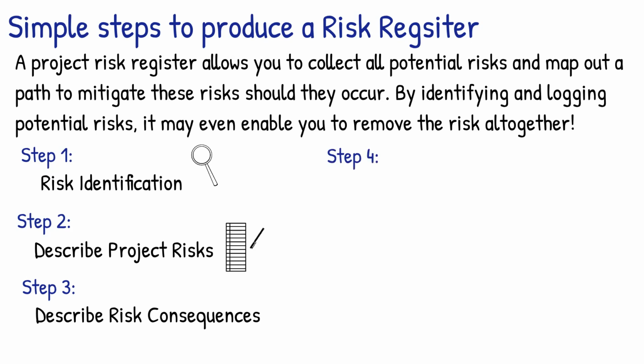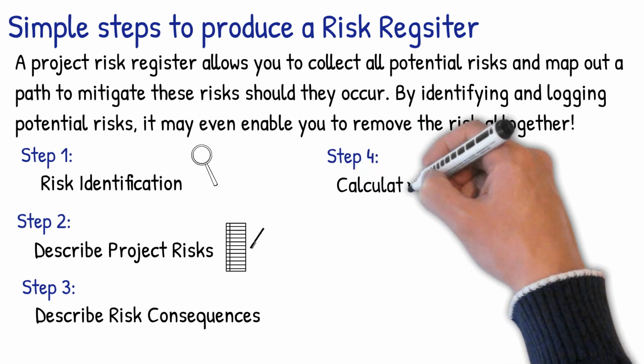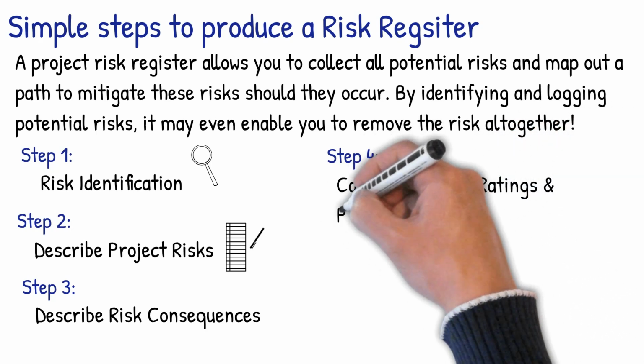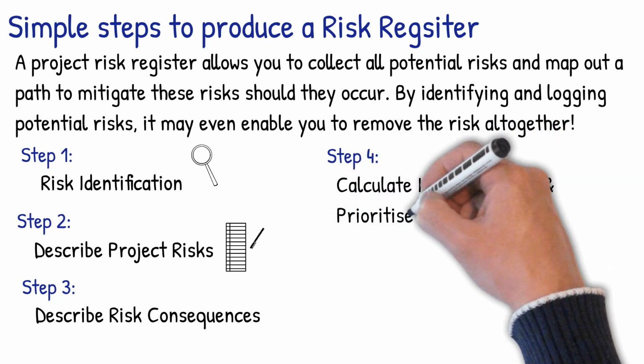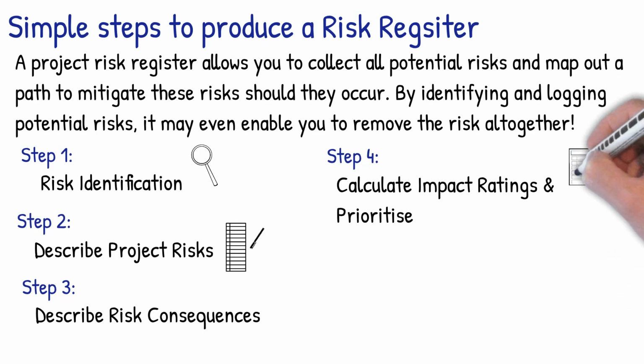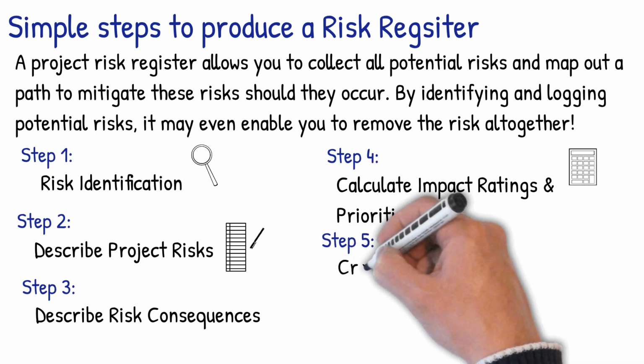Number 4. Calculate impact ratings and prioritize. Rate the potential impact of each risk on the project. You could do this using high, medium, low, or red, amber, green ratings, so the level of impact is easily identifiable. Number 5. Create risk responses.